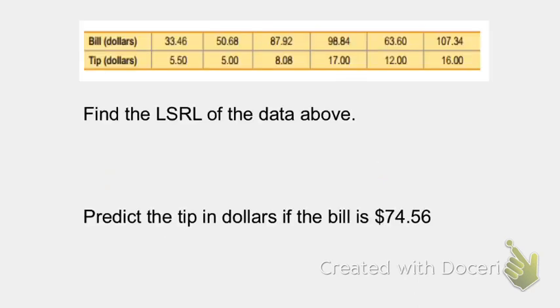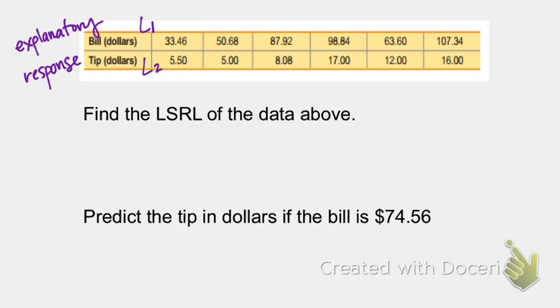So what we're going to do is we want to take our data and we want to find our LSRL using our calculator. So what you'll do is take your bill, which is your explanatory variable, put that in list 1, and then your tip, which is your response variable, in list 2. I want you to write explanatory and response by them because we didn't talk a lot about it, but that's what they're called, explanatory and response.